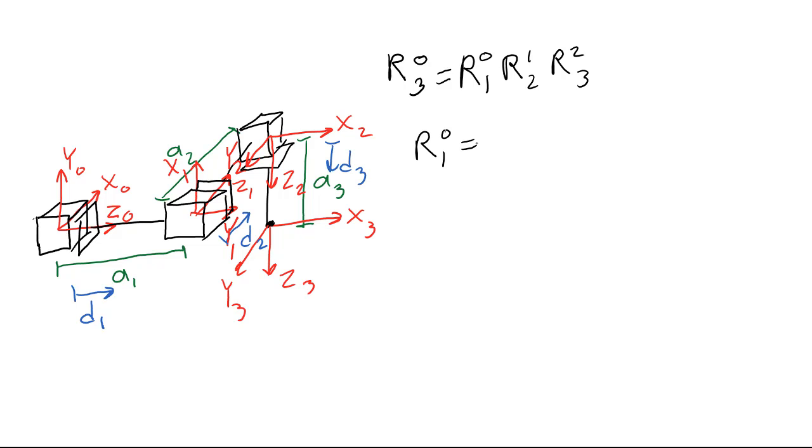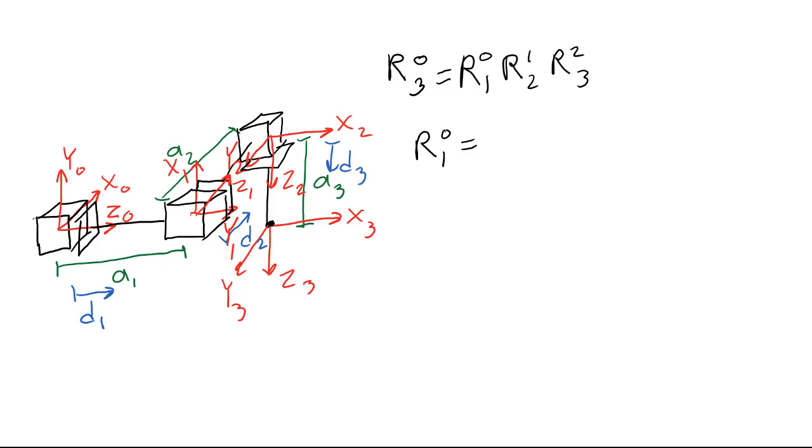Each of these rotation matrices has 2 parts. The first part represents the rotation between frame 0 and frame 1 when the joint variable is 0. In other words, the way the manipulator appears in the kinematic diagram. So I need to figure out what rotation is showing here between the 0 frame and the 1 frame.